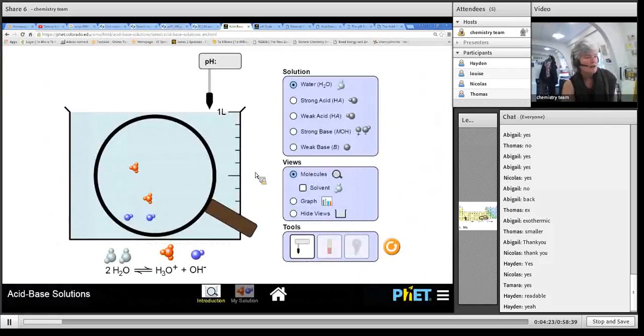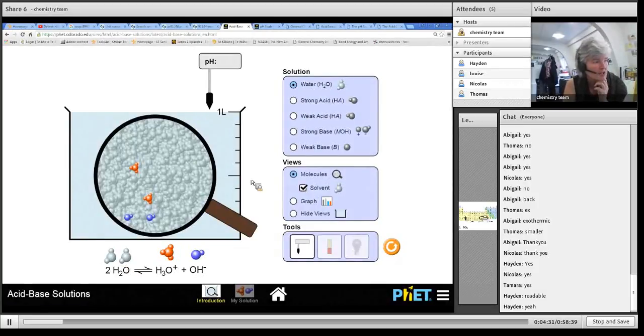Now, I've got water over here. If I show all my water molecules, so I'm showing my solvent, you can see I've got hundreds of thousands, millions, Googleplex, not quite, of water molecules. In fact, water is around about 55 moles of water molecules in a liter. So there are lots and lots of water molecules.